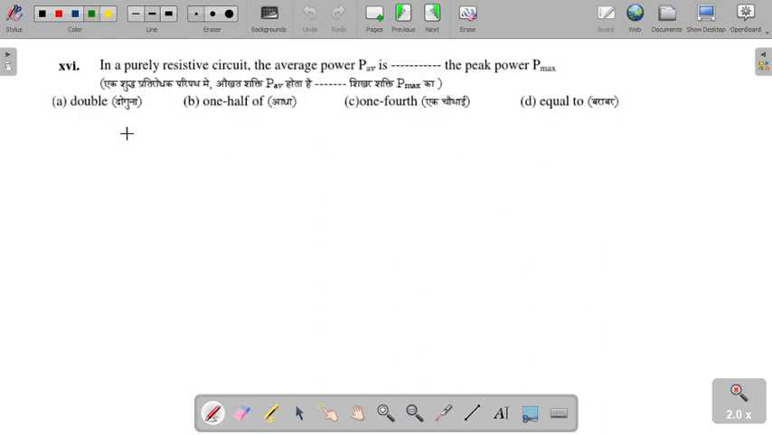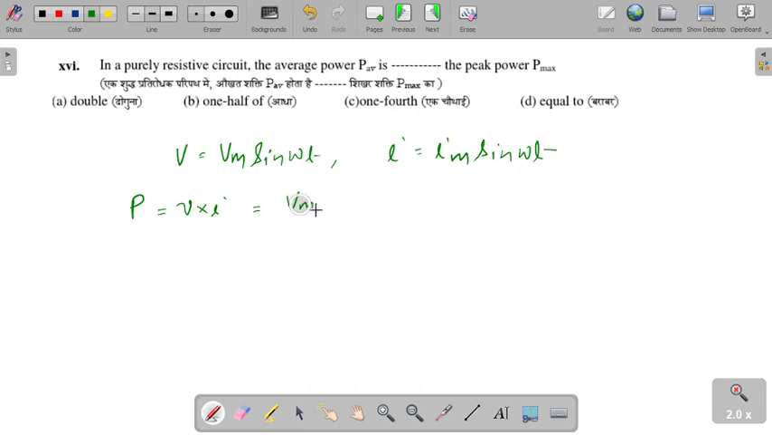In purely resistive circuit, the average power is. So in purely resistive circuit, we know V equal to Vm sin omega t, and also current will be I equal to Im sin omega t. Okay. So if you multiply this, then this will give the instantaneous power, that is Vm Im sin square omega t, and we know cos 2 omega t can be written as 1 minus 2 sin square omega t.